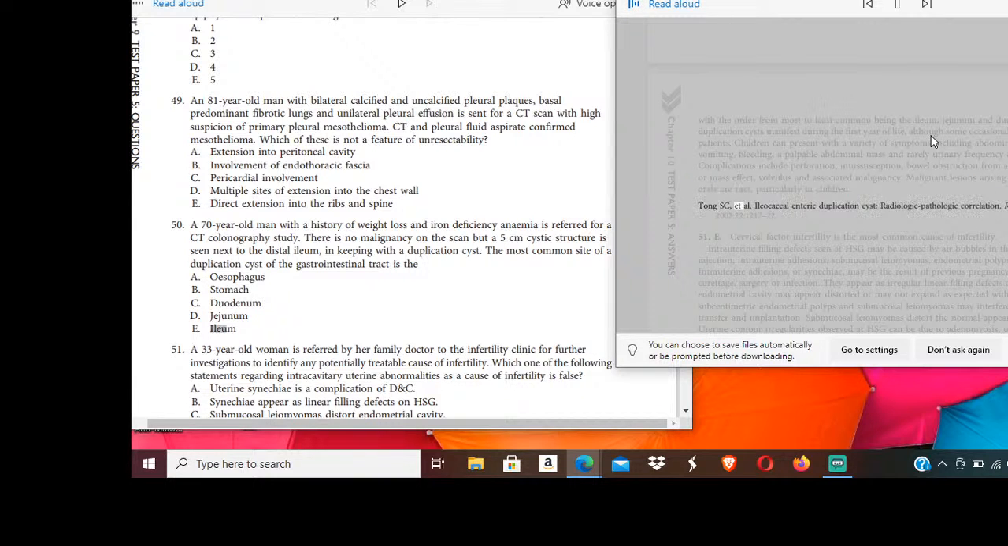Tong SC, et al. Ileocecal enteric duplication cyst: radiologic-pathologic correlation. Radiographics. 2002, 22:1217-22.